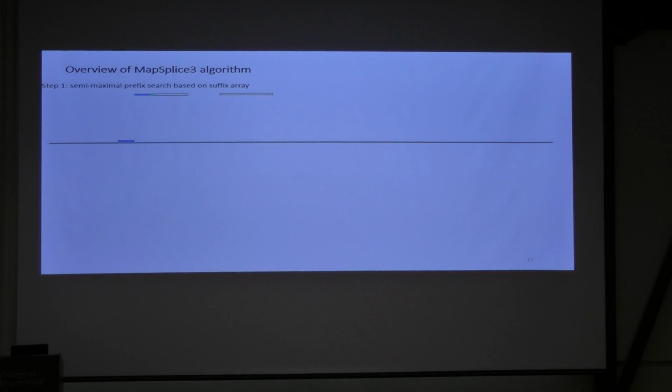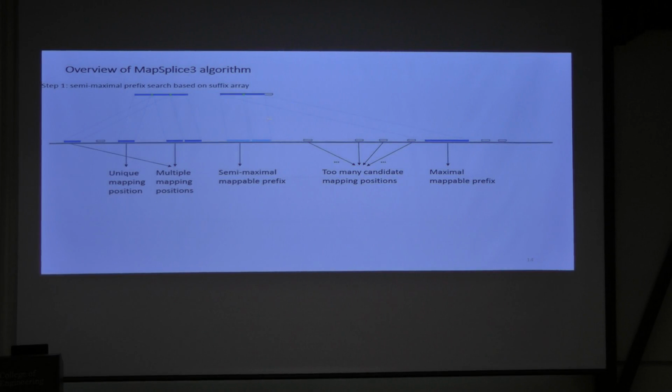So the algorithm will start from the first base and look for the maximal mappable prefix between this read sequence and the reference genome. It will stop when it meets a mismatch between the read sequence and the reference genome. Then it will jump over this base and restart a new search until it finds a mapping position of the last base of the read sequence. So after this step, we can see the read sequences are naturally segmented into different parts.